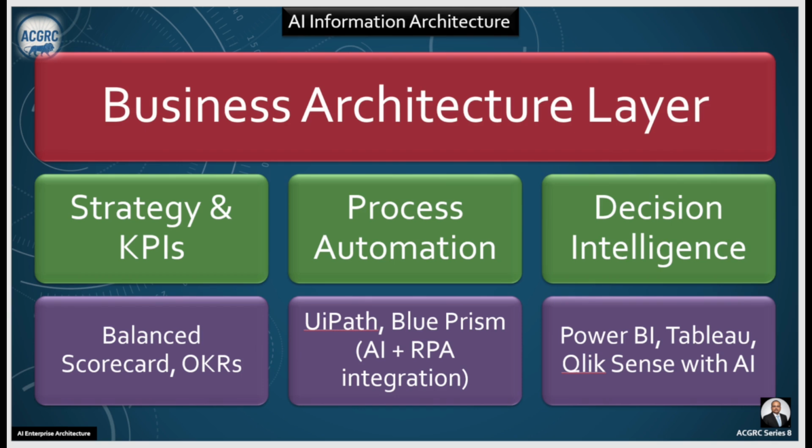Now, from a business architecture layer perspective, for strategy and KPI, you have Balanced Scorecard or OKRs. For process automation, you have UiPath, Blue Prism. For decision intelligence, you have Power BI, Tableau, Qlik Sense, and AI.